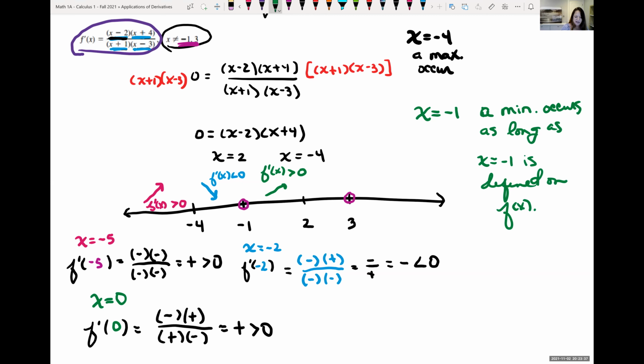So choose something between 2 and 3. How about 2.5? Plugging in 2.5 wherever we see an x in our derivative function: 2.5 minus 2 is positive, 2.5 plus 4 is positive, all over 2.5 plus 1, which is positive, all times 2.5 minus 3, which is negative. So I notice this is less than 0, so it's decreasing.